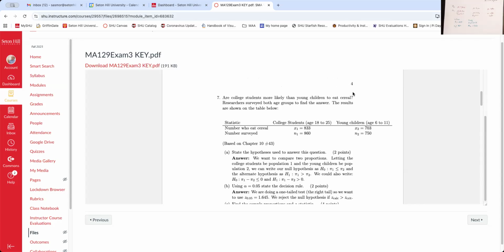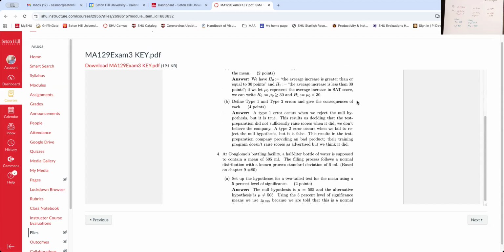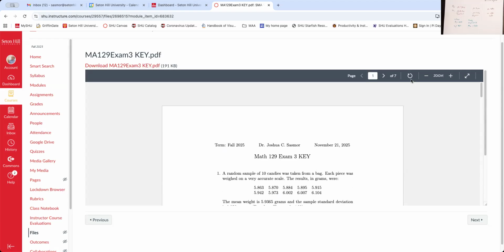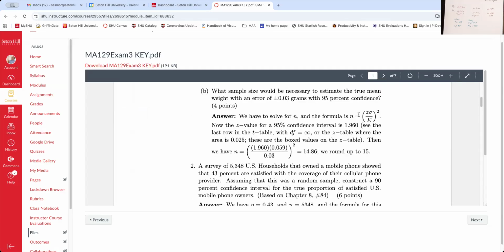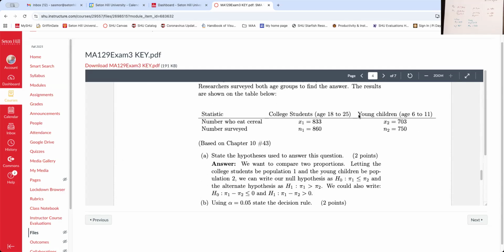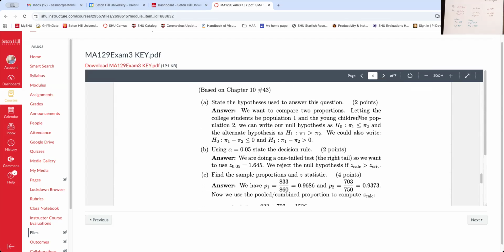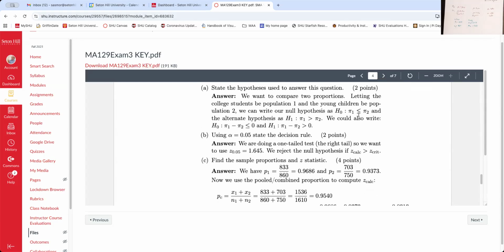This is kind of small. How can I make this bigger? You, get out of the way. Where's my zoom? There it is, up at the top. 1, 2, 3, 4. Much better. Now I can actually read the damn thing. So there's my combined proportion.